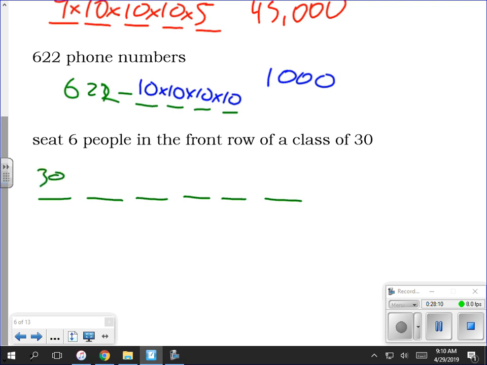30 kids to choose from for the first seat, but 1 kid's gone. I don't have 30 kids to choose from for the second one. We're not cloning that first kid to fill in the second seat. So I have 29 kids to choose from for that second spot. And then 2 are taken, so I have 28 left. 3 are gone, so I have 27 left. And then I have 26 left and 25 left. So, yeah, that's a big number, ain't it?